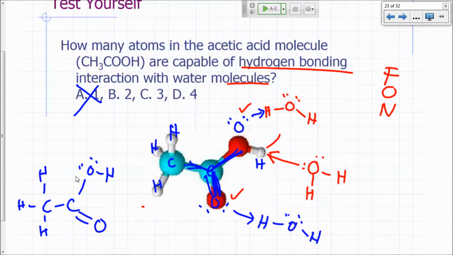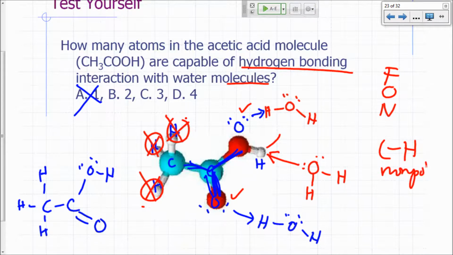What about these hydrogens right here? Why aren't they capable of hydrogen bonding? These are not capable of hydrogen bonding because the hydrogens are not attached to fluorine, oxygen, or nitrogen. They're attached to carbon. A carbon to hydrogen bond is a nonpolar bond, essentially nonpolar. So that hydrogen is not very attractive to an electron pair on a neighboring water molecule. So the correct answer here is B.